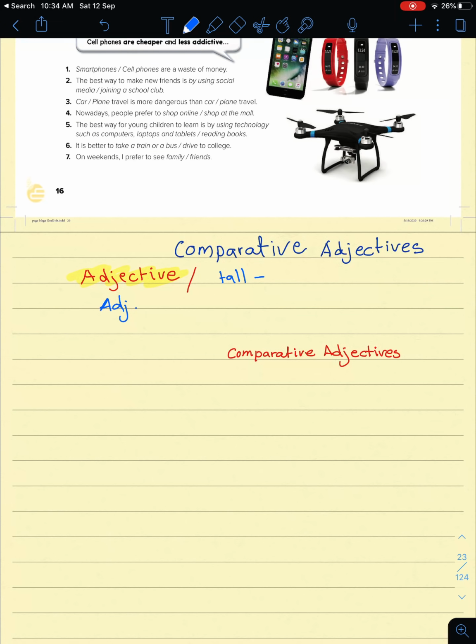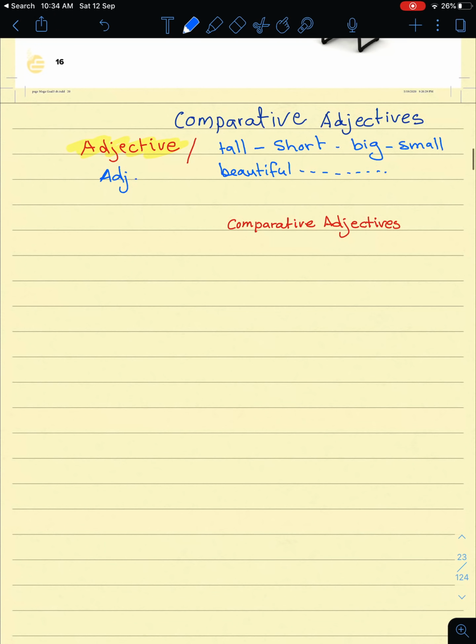صفة. Tall, طويل. The opposite of tall, short, big, small. What else? Can you think of any adjectives? Beautiful, popular. All of these are adjectives. What are they? Adjectives, صفات, used to describe a noun. Now, sometimes we use the adjectives to compare between people or things. نستخدم الصفات عشان نقارن بين الأشخاص أو الأشياء.